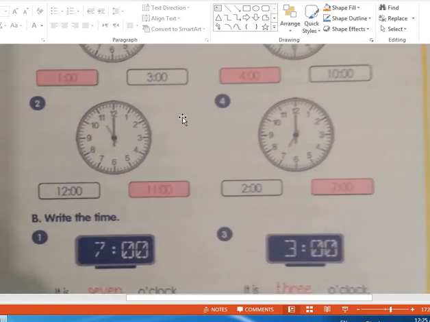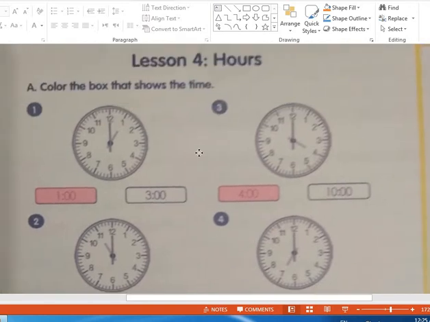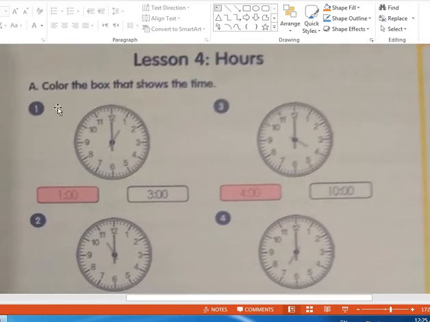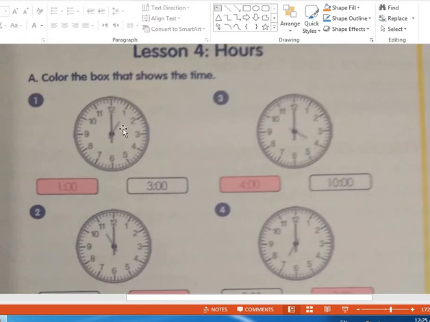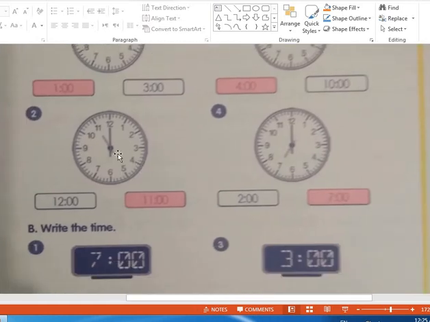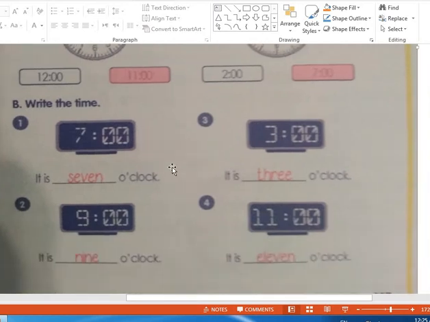Here, the 4th slide, lesson 4. Color the box that shows the time. Here, what do I look at to tell the hours? The short hand, miss, right? The short hand goes to number 1, so it's 1 o'clock. Here, what time is it? It's 4 o'clock. What time is it? It's 11 o'clock. What time is it? It's 7 o'clock.